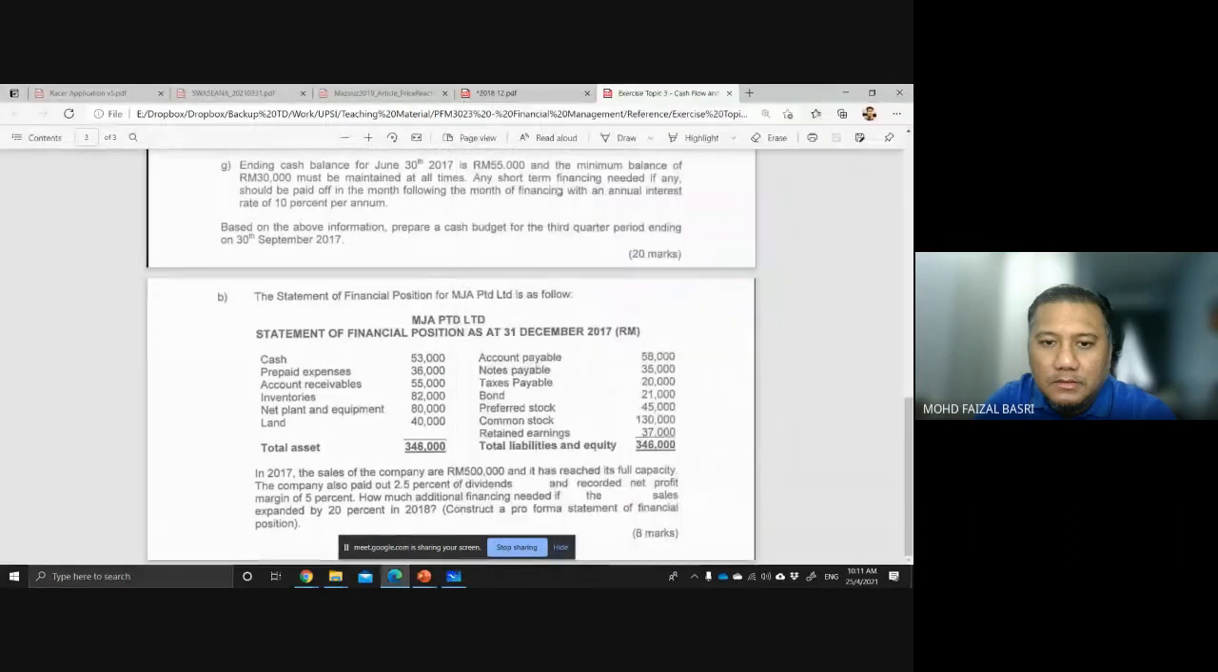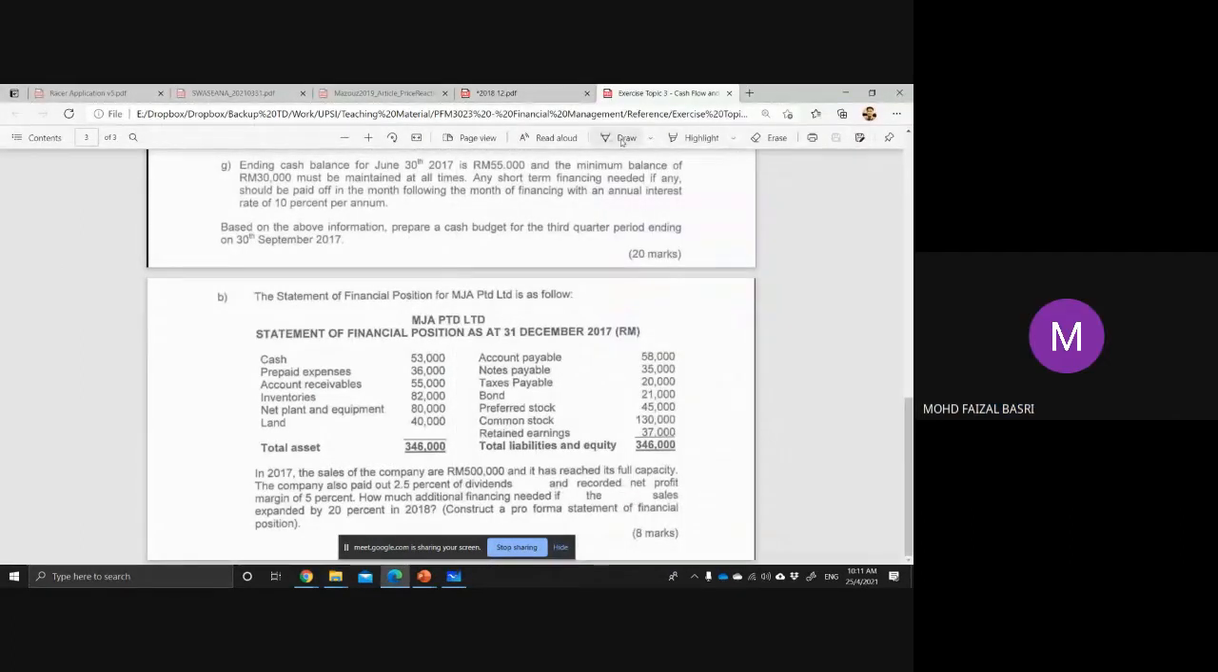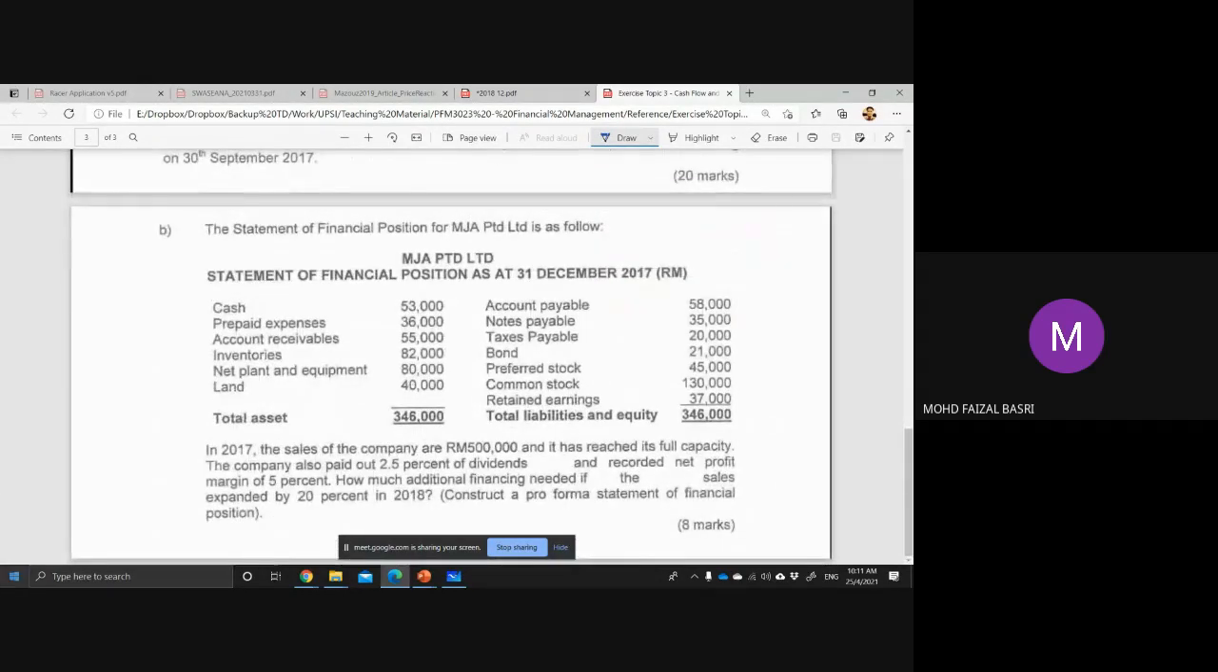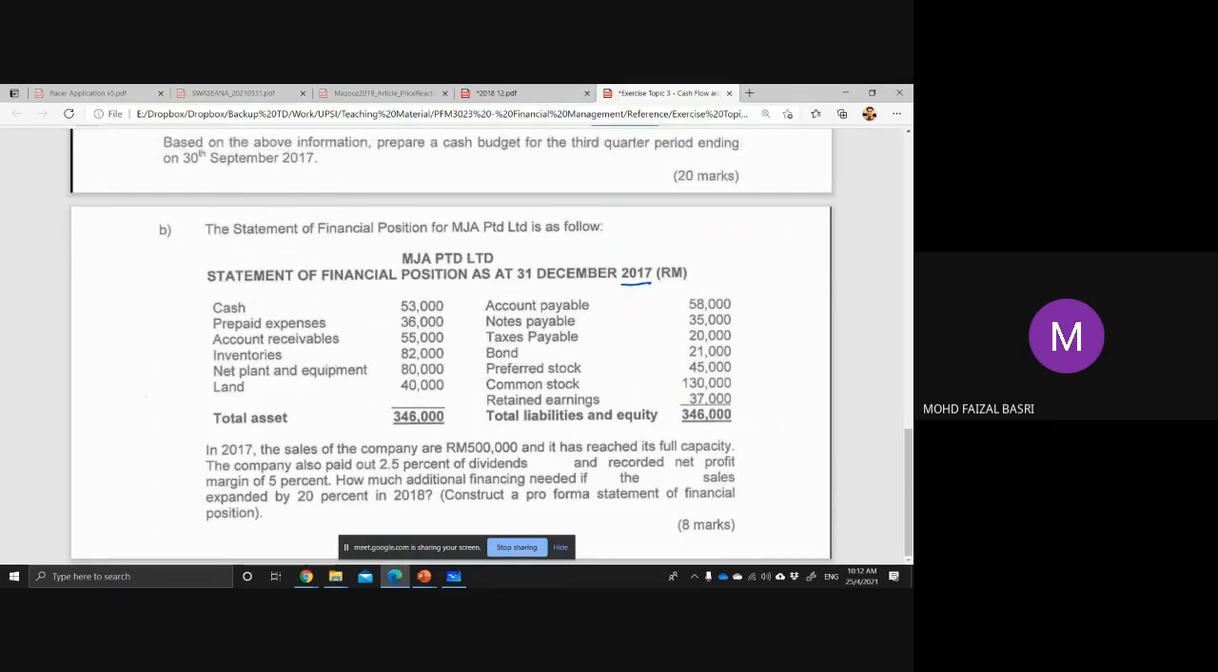Okay, so let's look at this first. When we talk about a proforma question, usually they will give you one complete set of statement of financial position, or balance sheet, based on this year, for example, 2017. And the question will ask you to forecast what the pro forma statement of financial position will be for the following year. For this example, we will find it for the year 2018. They also give a lot of information below. And this is the original set of statement of financial position.